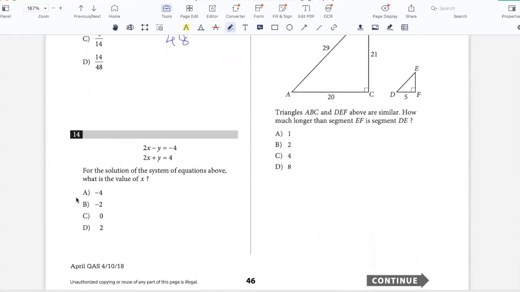What is the solution to the system of equations above? Value of x. Okay, so if I add the two, I get 4x is 0, so x will be 0.